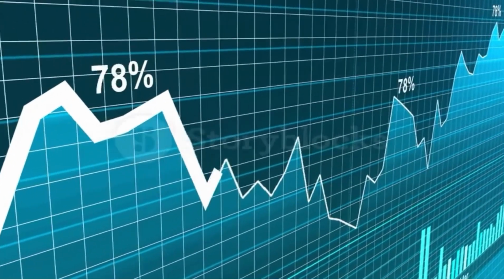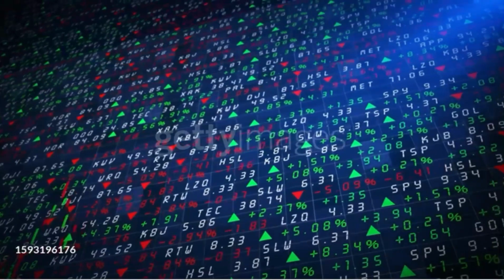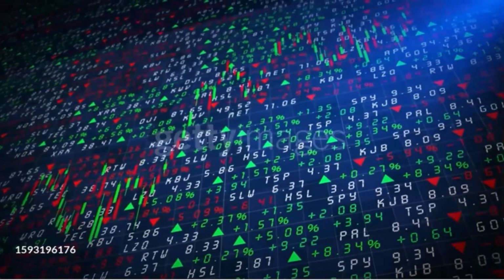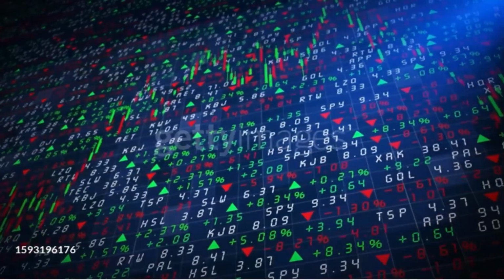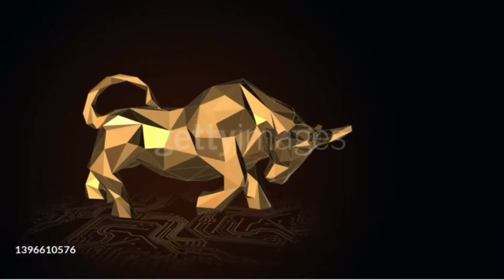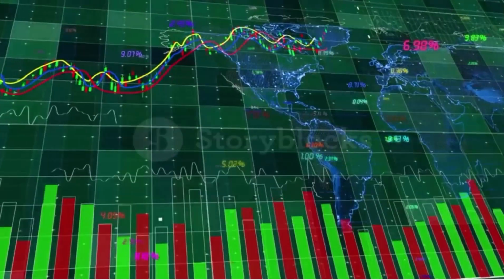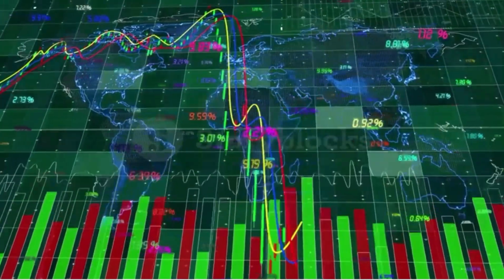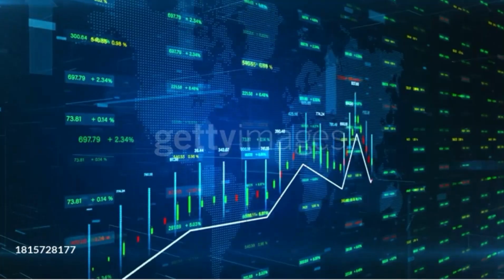The wide part of the candlestick is called the body. If the closing price was higher than the opening price, meaning the stock went up during that period, the body is typically shown in green or white. This is called a bullish candle. If the closing price was lower than the opening price, meaning the stock went down, the body is shown in red or black. This is called a bearish candle.